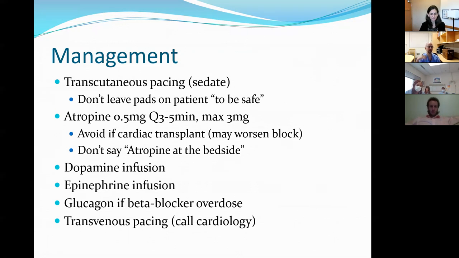You can give dopamine, you can use epinephrine, you can give glucagon if someone's had a beta blocker overdose as the cause of it, and then transvenous pacing, but you're going to be calling us in that situation.